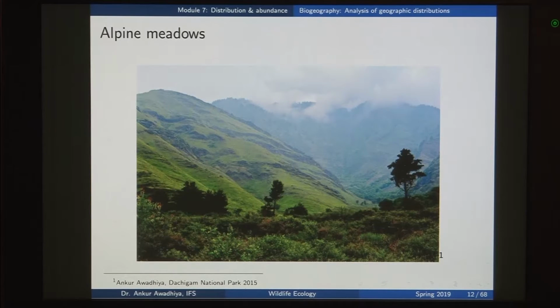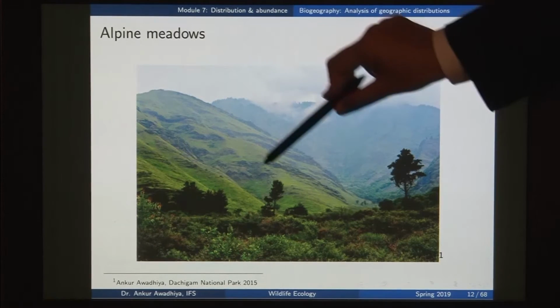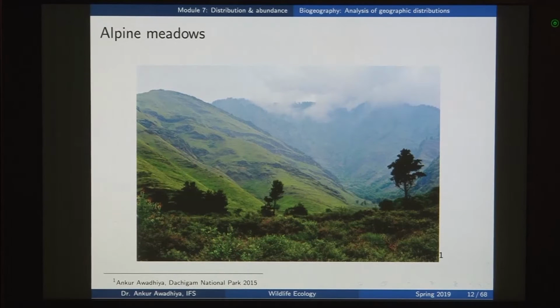In the case of Dachigam National Park, you can observe that you have these hills, and these hills have these meadows or grasslands. Now, a place like Srinagar has an extremely cold climate, and that is the climate that is there in Dachigam as well.